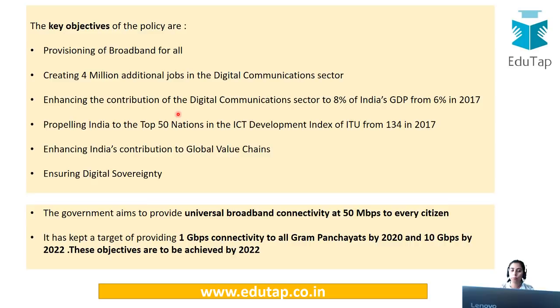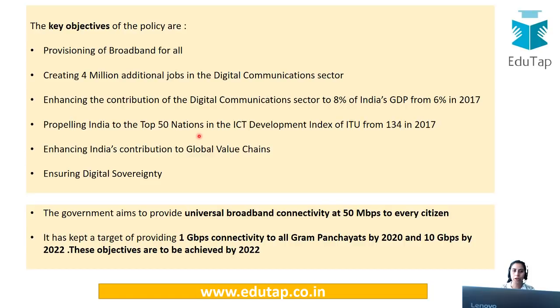So the features or the key objectives are here. First of all, it will be provisioning of broadband, as the government has on its agenda to provide broadband in the near future to all the citizens. And 4 million additional jobs, because if India wants to be a digital economy, it has to gain a lot of jobs and income particularly from the digital communication sector. Then the government wants the digital communication sector to jump to 8% of India's GDP, which is currently 6%. So a 2% increase in India's GDP.